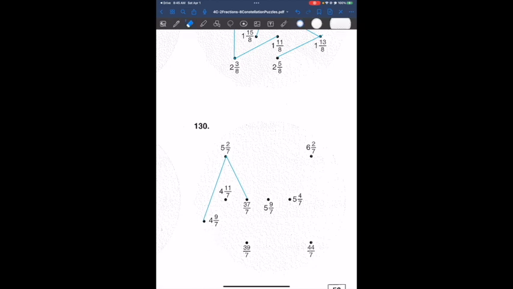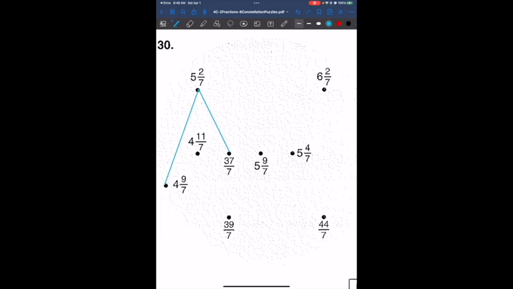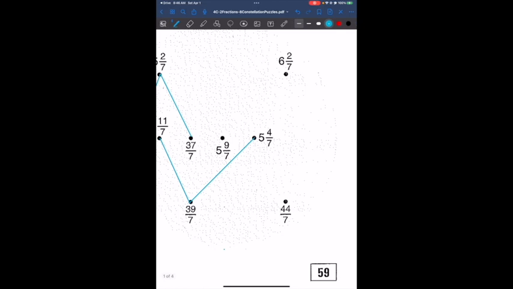Then we're going to look for another combination of 3 equivalent expressions. So we have 39 over 7, and so that is going to be 35 over 7 plus 4 over 7, which is 5 and 4/7. So we're going to connect these 2 dots together. And we know that 4 and 11 over 7 is also an equivalent expression, because that is 4 plus 7 over 7 plus 4 over 7. So it's 5 and 4/7. And so the remaining three numbers are equivalent expressions, and we're going to connect the dots for these three as well.